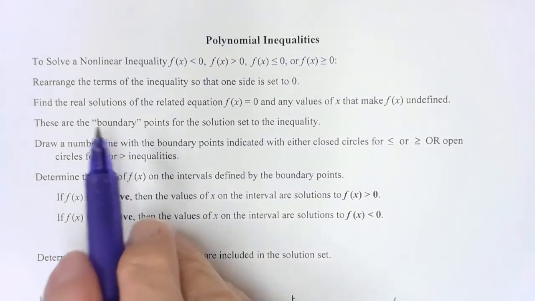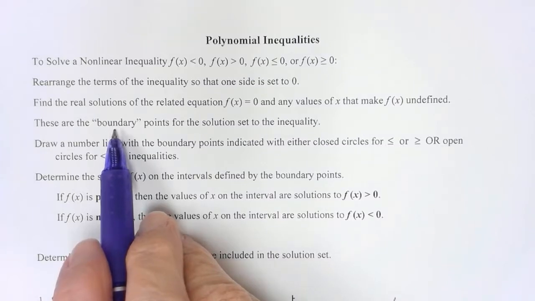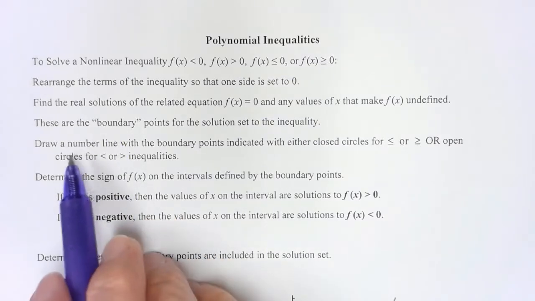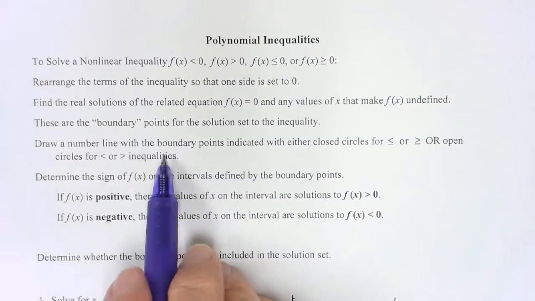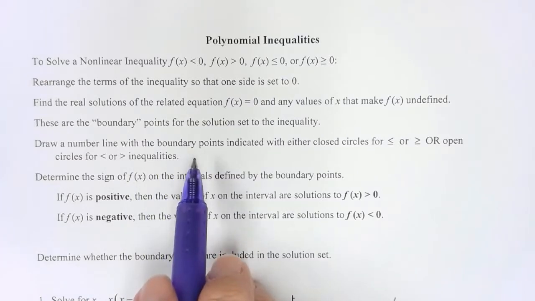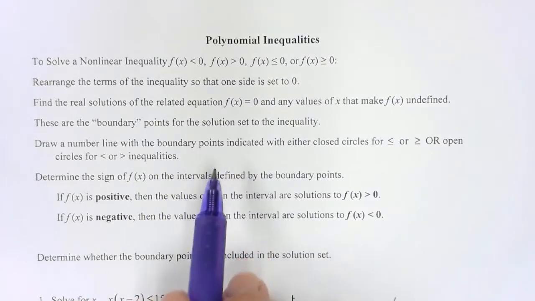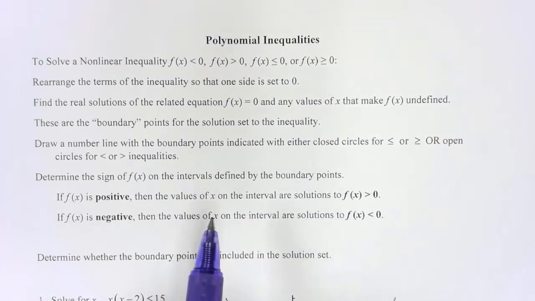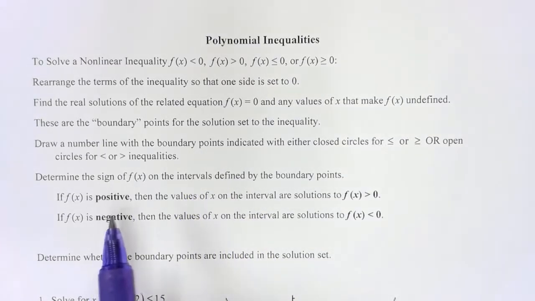In calculus, we call this partition points. So usually they're the same thing, but depending on the book, just different terminology. Draw a number line with the boundary points indicated with either closed circles for less than or equal, or greater than or equal, or open circles for less than or greater than inequalities.